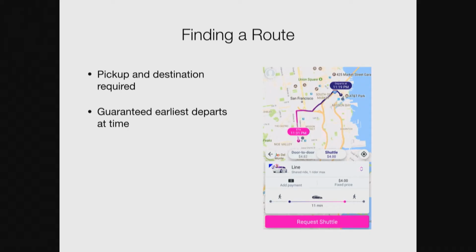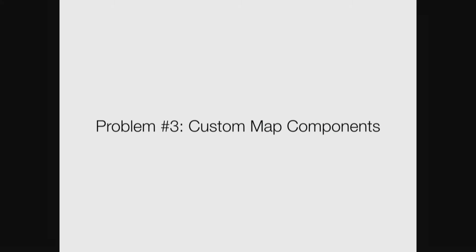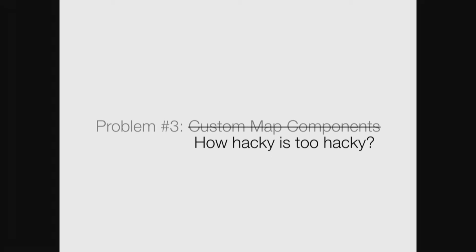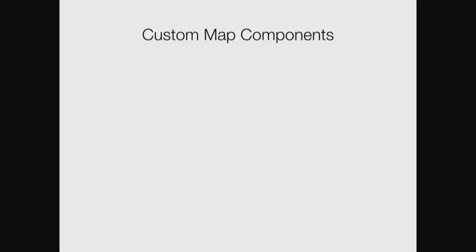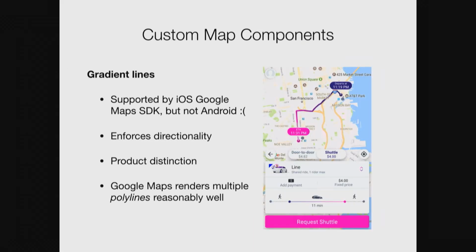And as you can see here on the map, we have a few custom map components that are not natively supported. We've got gradient lines, and dotted lines to show a walking route. That was one thing that we had to do on the client side to basically hack Google Maps to actually show these routes. So how do we actually do this? The first thing is gradient lines. This is actually supported by the iOS Google Maps SDK, but not Android, go figure.